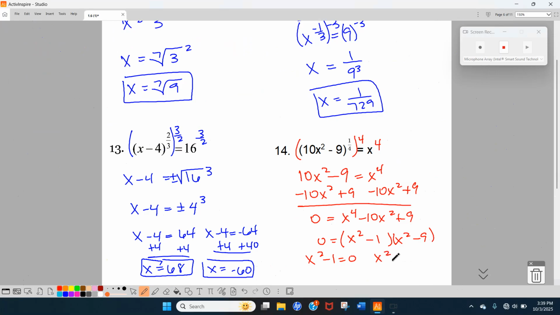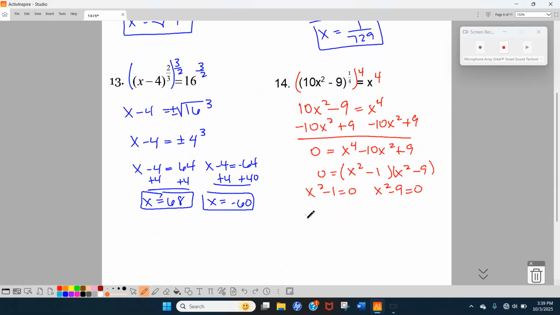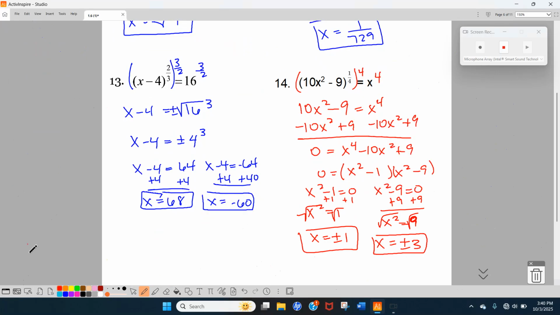So set each of those equal to 0 using that zero product property, zero product principle. I've always called it the zero product property in every other book that I've ever taught out of. And then this one called it the zero product principle, so whichever. All right, so set them equal to 0, move the constant over, take the square root. Don't forget your plus or minus. So we get plus or minus 1 and plus or minus 3. And I think that's all for day 1. Yes.